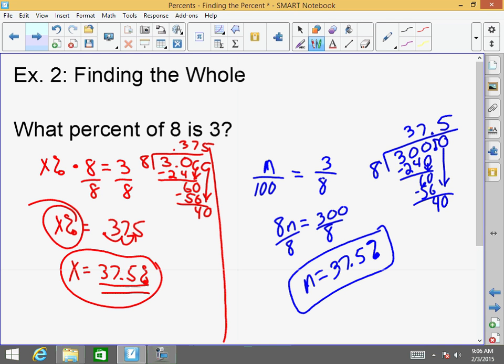It really depends on you guys. I hear some of you saying the equation method's easier. I respect that. I hear some of you saying the proportion method's easier. I respect that. Either way, it's up to you. You're the one who has to choose, my brothers. It's your choice. Okay? Let's continue.